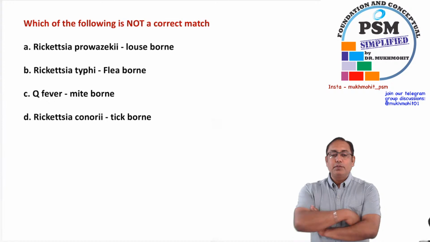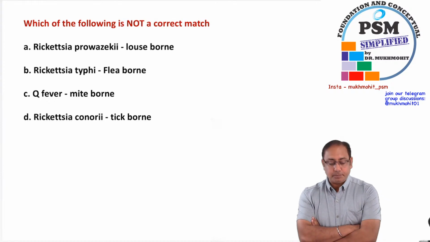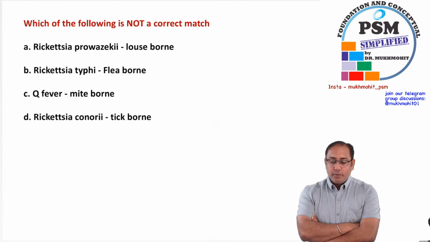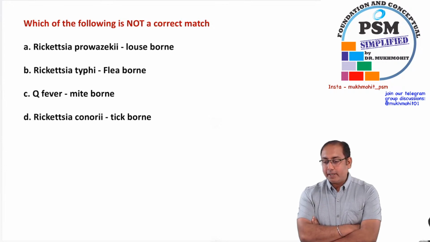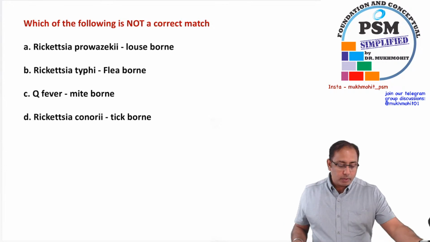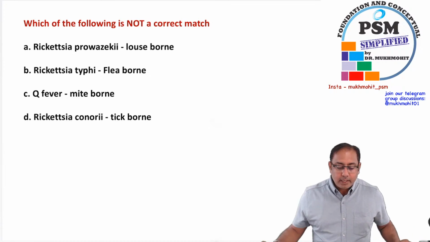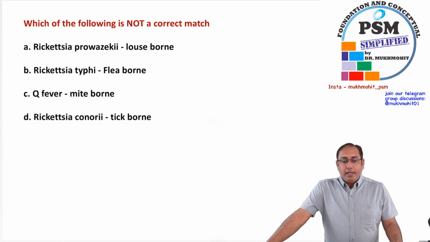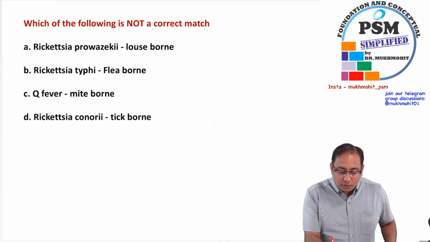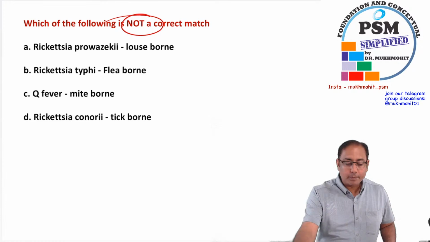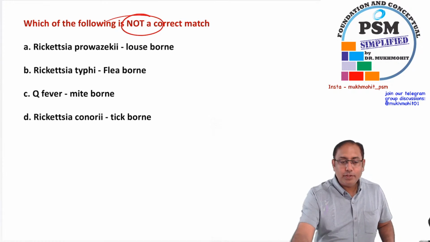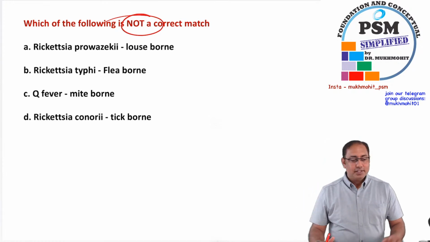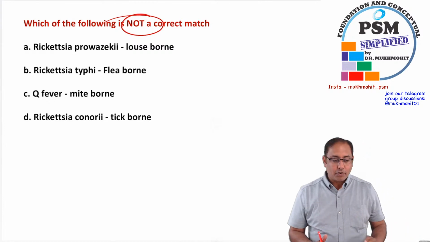Coming over to the next one, which of the following is not a correct match? Rickettsia prowazekii is louse-borne. Rickettsia typhi is flea-borne. Q fever is mite-borne. Rickettsia conorii is tick-borne. You want to find the wrong one. Which of the following do you think is the wrong answer?